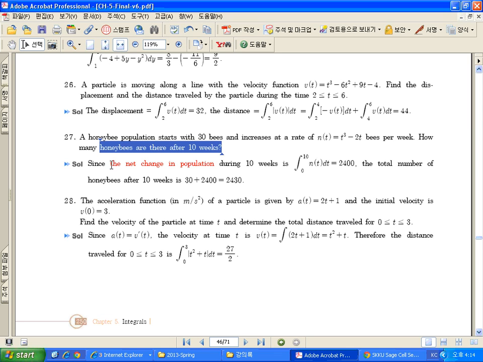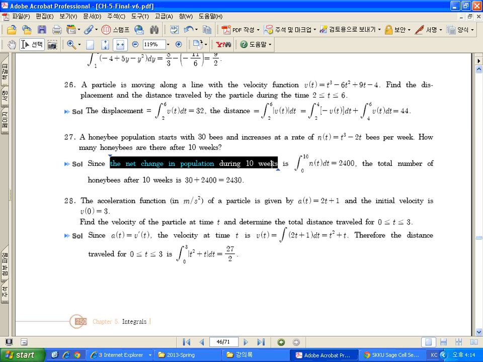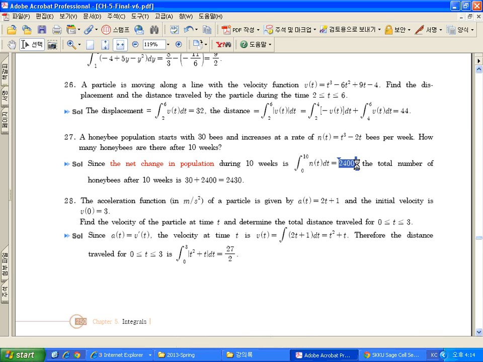So we think of the net change in population during 10 weeks, which can easily be found by the integral from 0 to 10 of n'(t) dt, which is 2,400. So we started from 30 honeybees. After 10 weeks, we have 30 honeybees plus the increased honeybee population, which is 2,400. That makes 2,430 honeybees at the end.